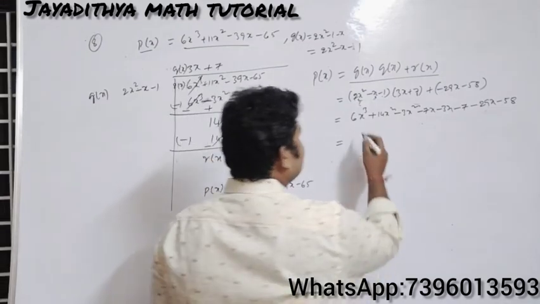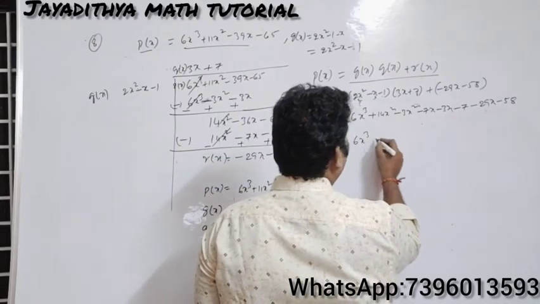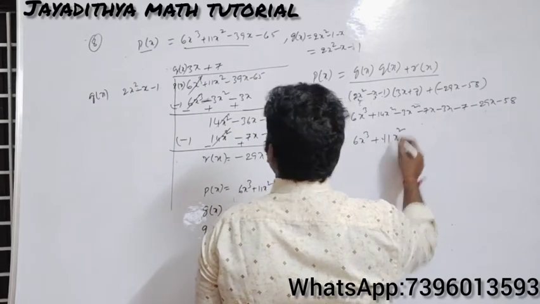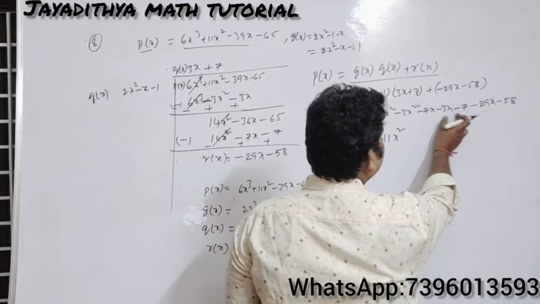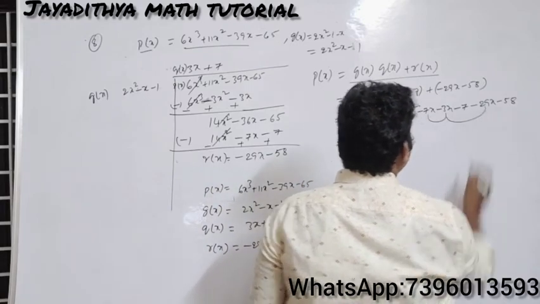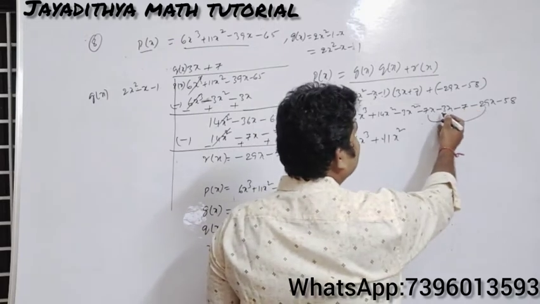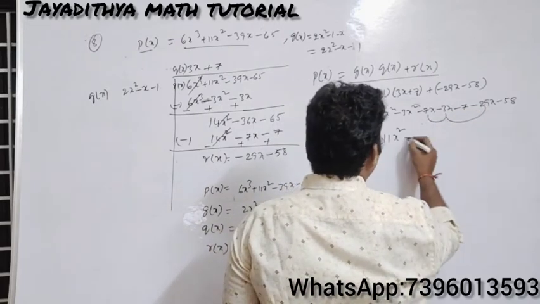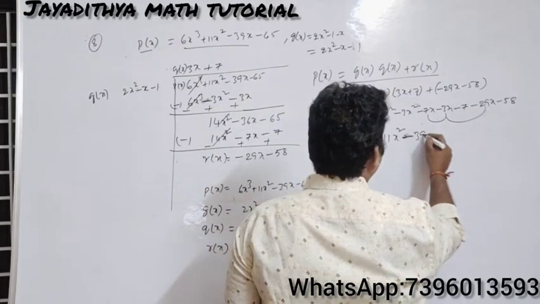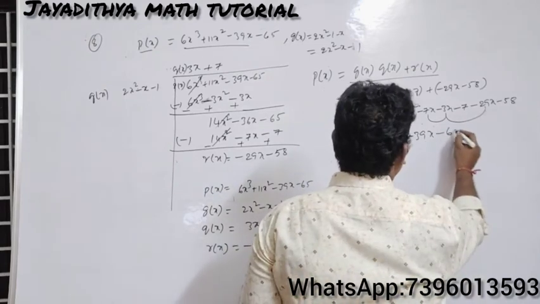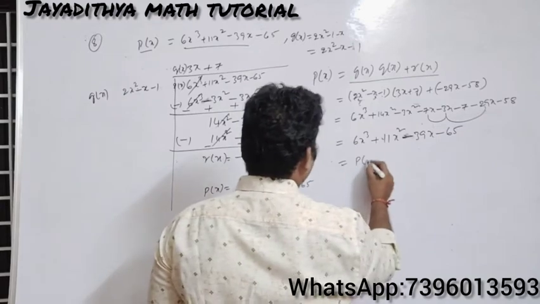Like terms first, that is 6x cube plus 14 minus 3 is 11x square, and 7x minus 3x and minus 29x. You have 3x terms here, and if you simplify this, minus 7 minus 3 is minus 10. Minus 10 minus 29 is minus 39x, and minus 7 minus 58 is minus 65, which is nothing but p of x now.